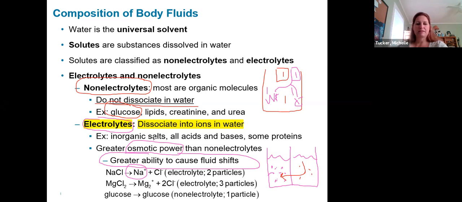Electrolytes tend to be salts. They're going to dissociate into ions in water. So sodium chloride dissociates into a positive sodium ion and a negative chloride ion. And because they dissociate, they contribute more to the ability to move water in the body.